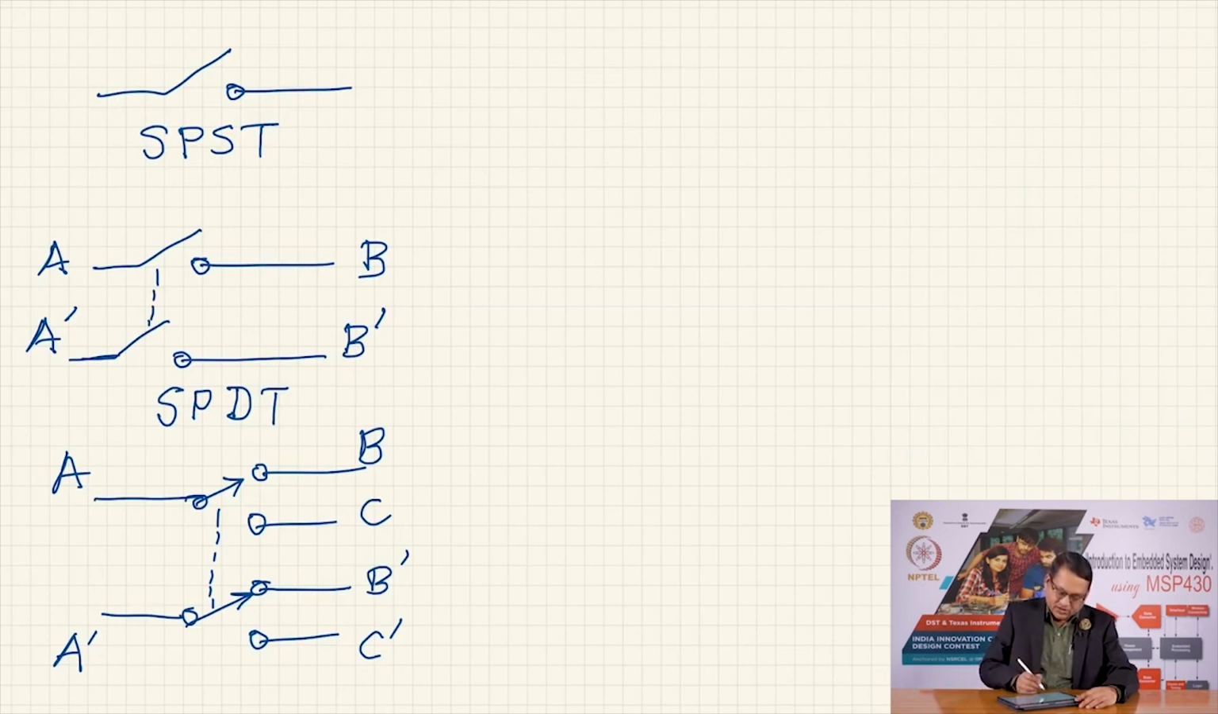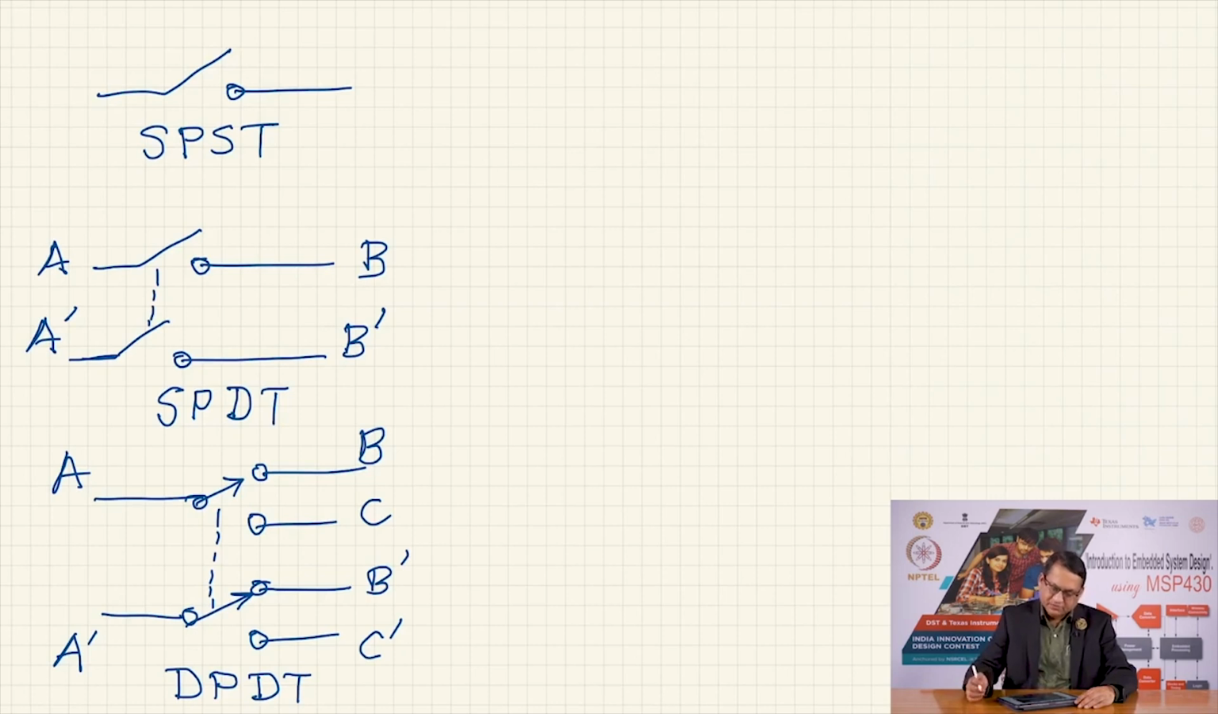The third switch is DPDT, double pole double throw. In this, if A is connected to B in one pole, then on the second pole A dash will be connected to B dash. If I toggle the switch and A is connected to C, it will be disconnected from B. At that time A dash will be connected to C dash, disconnecting itself from B dash. So, we have all these kinds of mechanical switches.